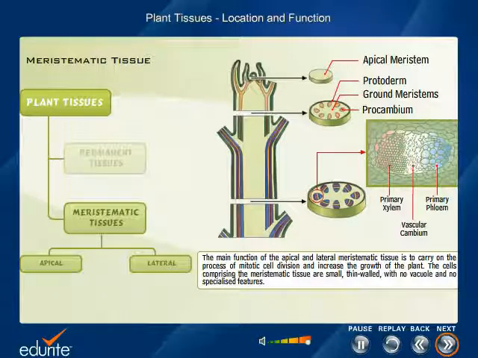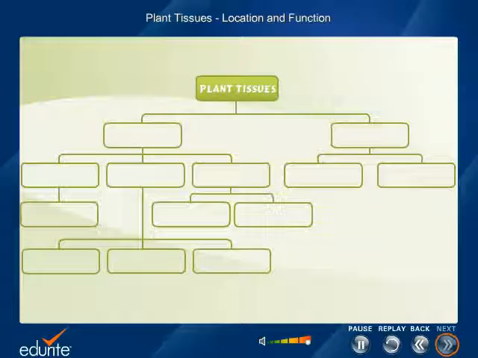The cells comprising the meristematic tissue are small, thin-walled, with no vacuole and no specialized features. Let's collect the various types of the plant tissues. In the table shown on your screen, drag and drop the various options in the space provided.